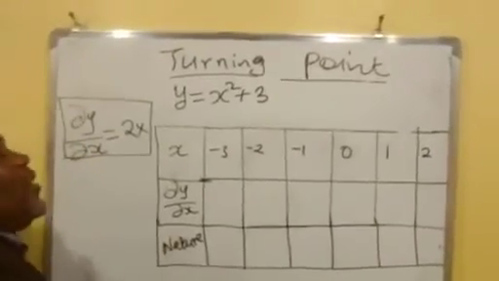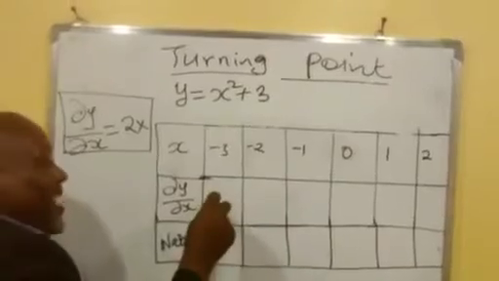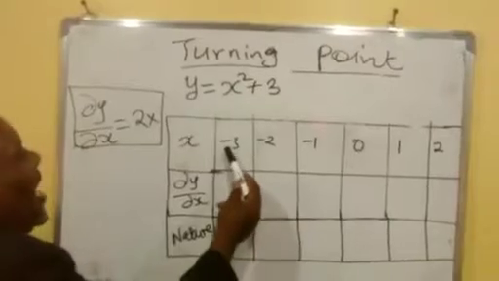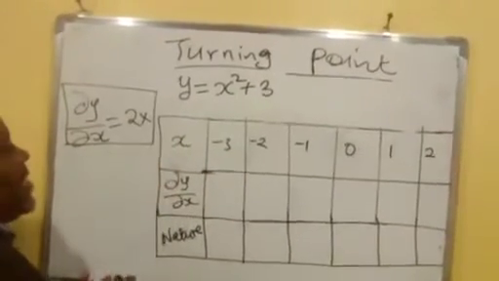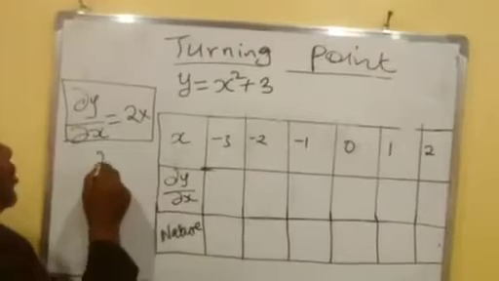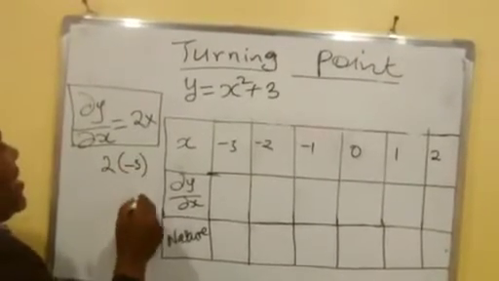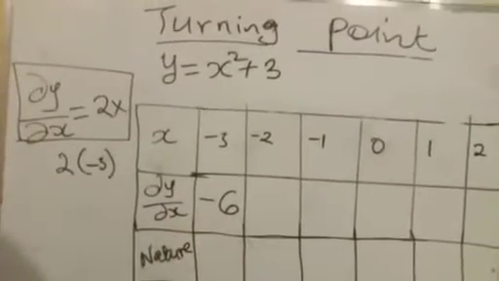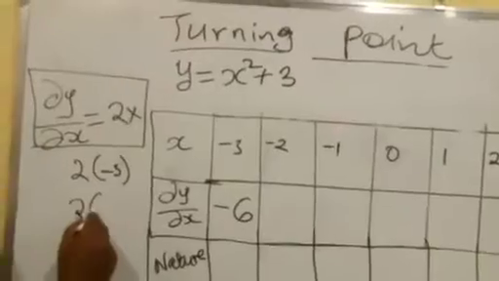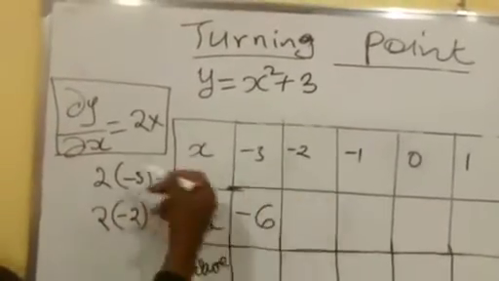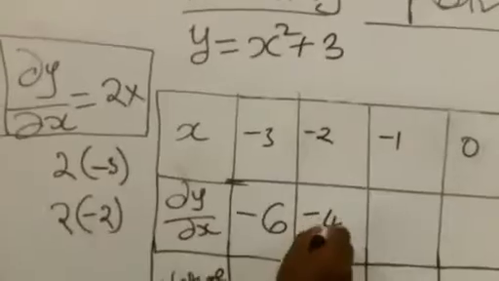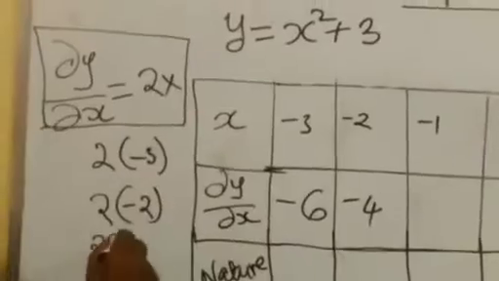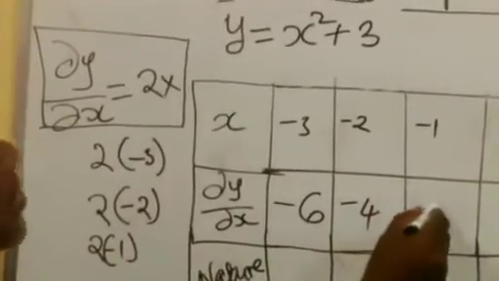In other words, when the value of x equals -3, what will be the gradient? When the value of x equals -2, what will be the gradient? We only have to substitute this value here. For the first box, 2 multiplied by -3, so the gradient is going to be -6. Then the second box, 2 times -2, because the value of x is -2, so the value is going to be -4. Then we have the other one, 2 times -1. This one is going to be -2.